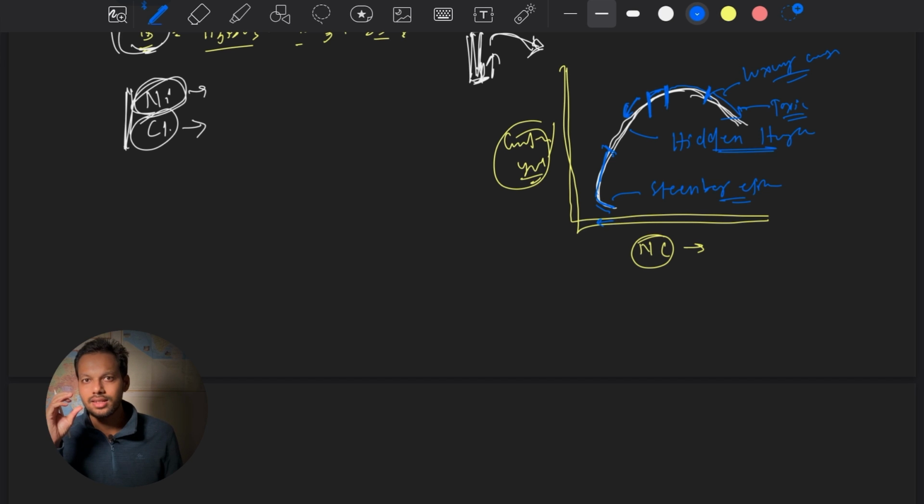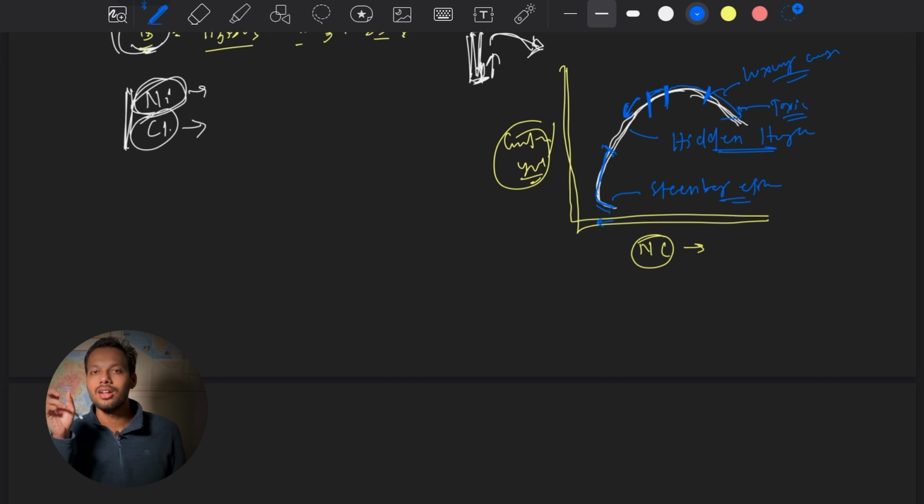Are you getting what the Steenberg effect is? At the initial stage, in response to nutrient, the growth is higher, so the nutrient content is going down in the tissue. That is called the Steenberg effect. Hidden hunger is the point when there is no deficiency symptom, but the nutrient deficiency is there. Then at optimum growth rate, then again toxicity.